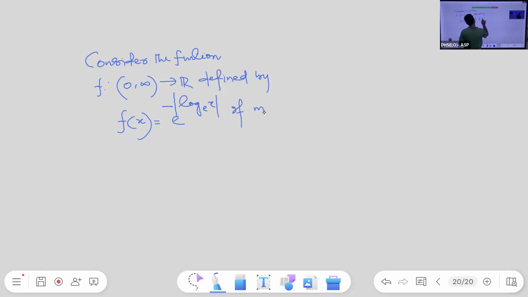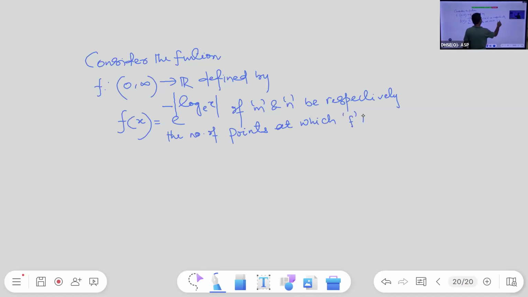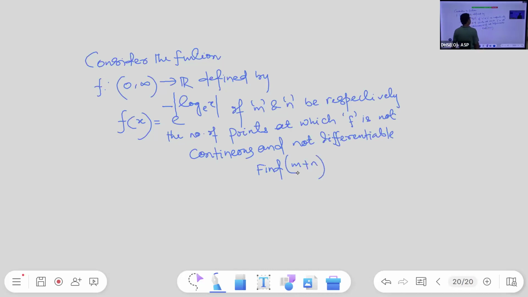If m and n be respectively the number of points at which f is not continuous, and the number of points at which f is not differentiable, find m plus n. Okay, find m plus n.